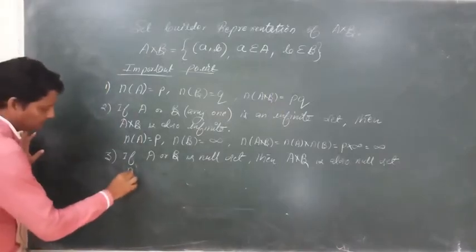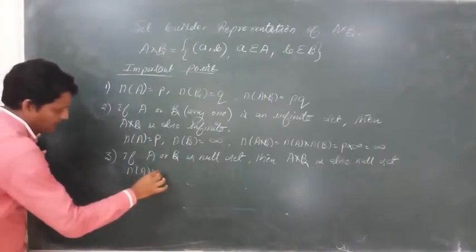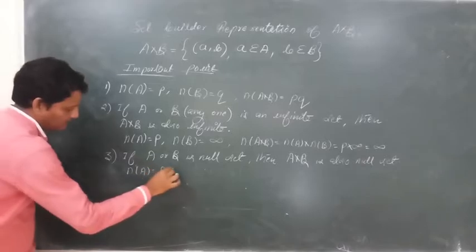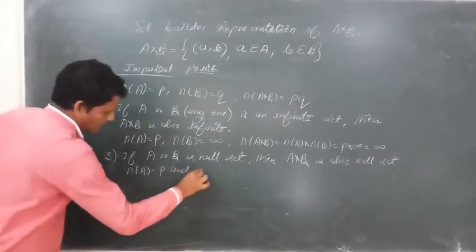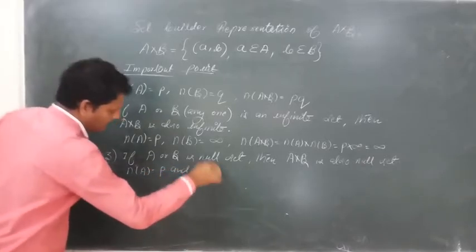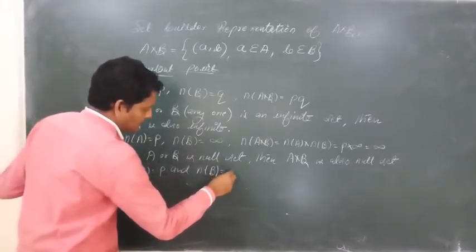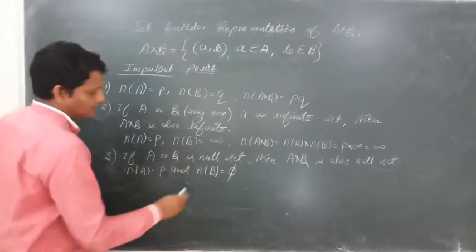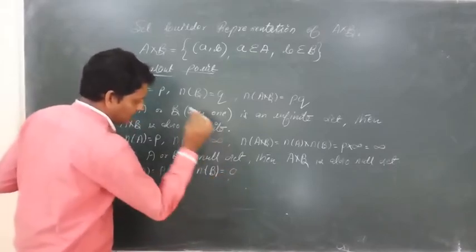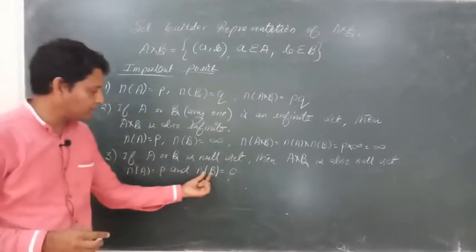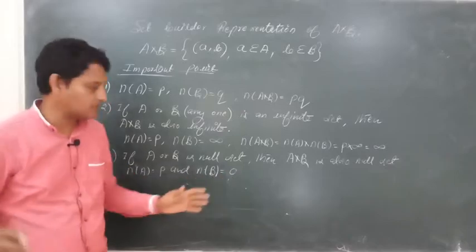For example, children, N of A, suppose, is P, and N of B, suppose, is a null set. Null set, that is no element, you will write as 0 because this is the number of elements present in B. Null set has no element.